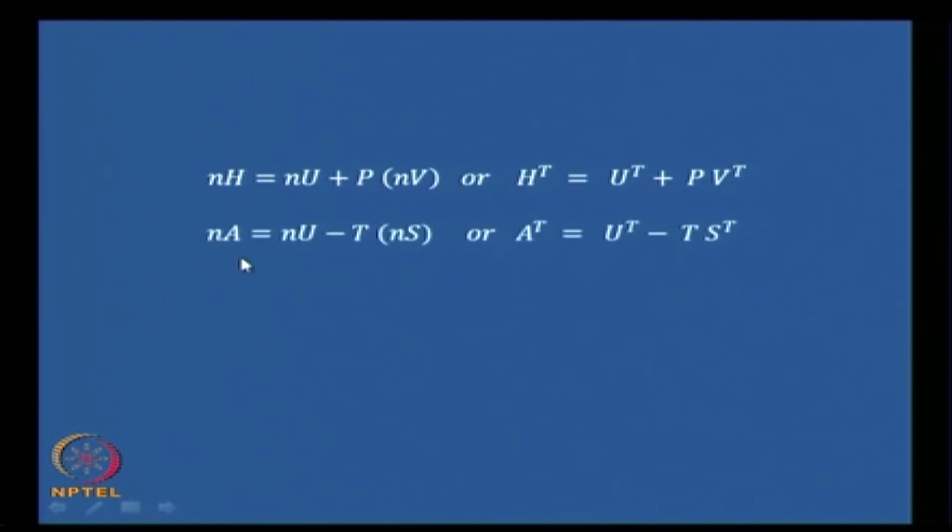Similarly Na equals Nu minus T times Ns, this directly comes from A equals U minus Ts, the definition of Helmholtz free energy. Since we have represented Na as At and so on, At equals Ut minus T times St. T stands here separately because T is also an intrinsic variable which is not dependent on the amount of substance that is present, and Ng equals Nh minus T times Ns, or Gt, the total Gibbs free energy of a system, equals total enthalpy of the system Ht minus T times the total entropy of the system St.